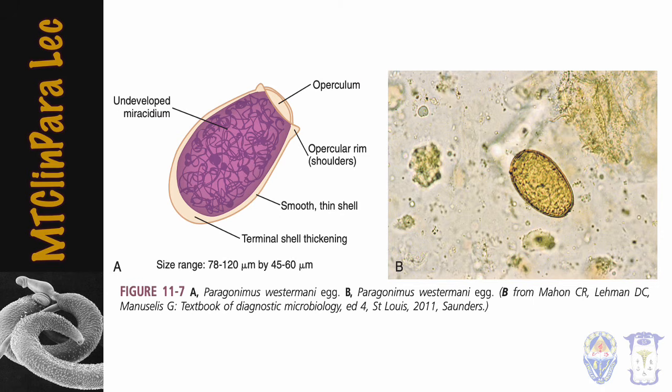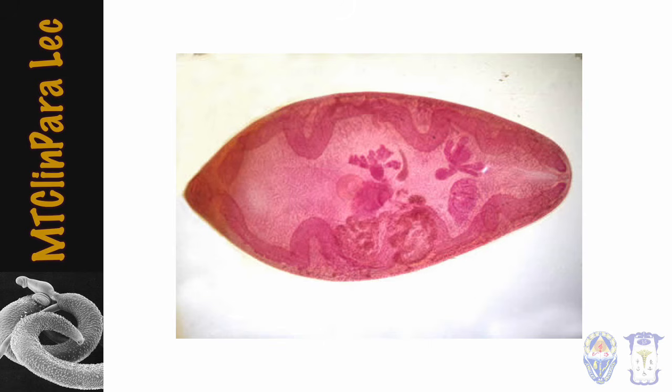So here is a sample picture of your Paragonimus westermani egg. The operculum is very evident since this is still under the organ-dwelling trematodes, and also take note of the terminal shell thickening opposite the operculum. So here is the adult form of Paragonimus westermani. So this is a coffee bean or a spoon shape.